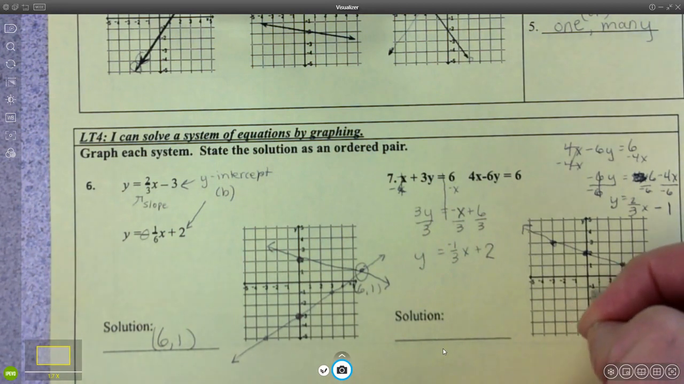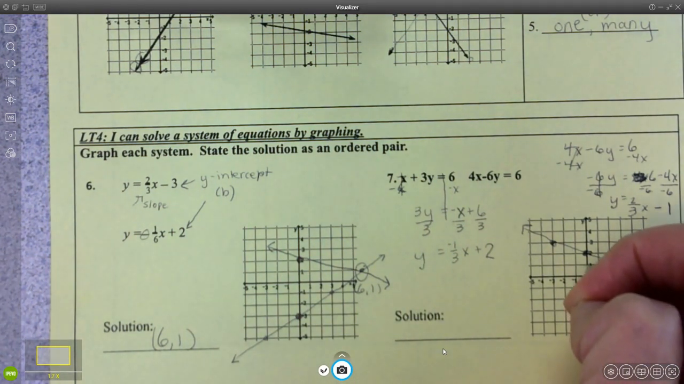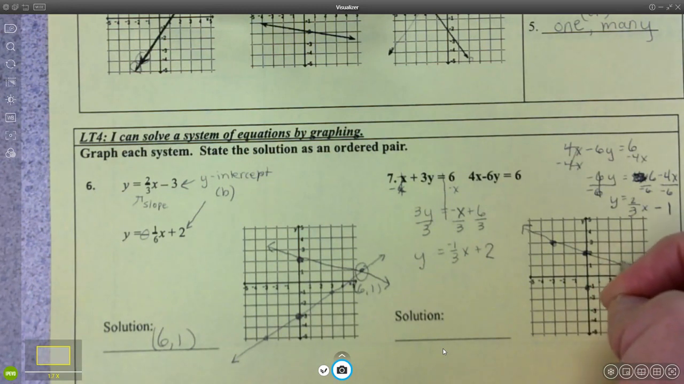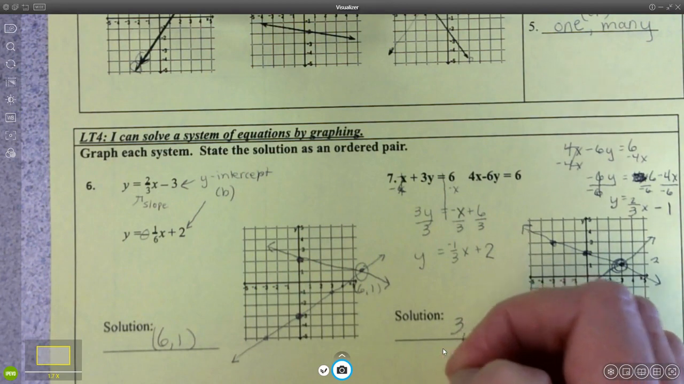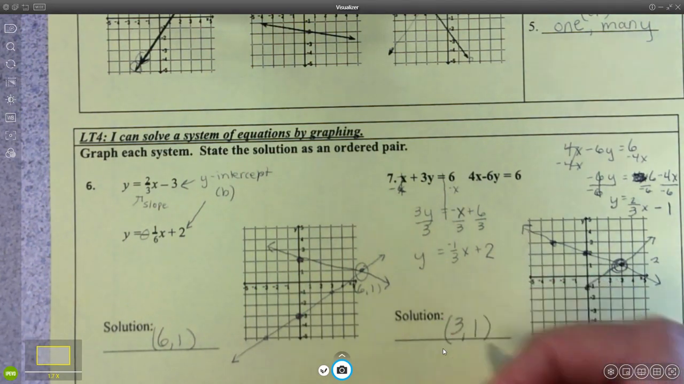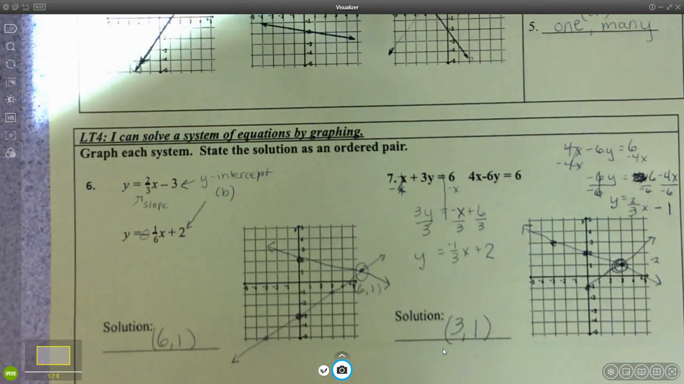So when I start this, I'm going to be at -1. I'm going to go up 2 over 3. And that wasn't too bad. I'm going to intersect those right there. So my intersection point is 3 for x and 1 for y. And that's my solution to that system.